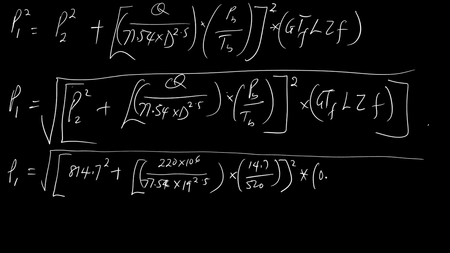G, which is gas gravity 0.6, times gas temperature, which is 520, times the length, which is 50 miles, times the compressibility factor we got was 0.883, times the friction factor, which is 0.0104. So this is it. So now let's get the value of P1. Let's use our calculator.